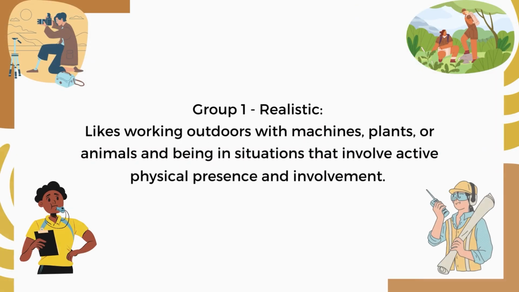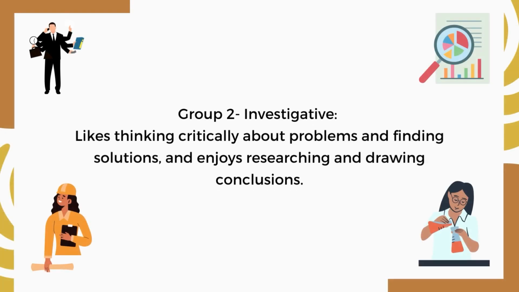Group 1, realistic. This indicates that one likes working outdoors with machines, plants, or animals and being in situations that involve active physical presence and involvement. Group 2, investigative. This means one likes thinking critically about problems and finding solutions, researching and drawing conclusions.